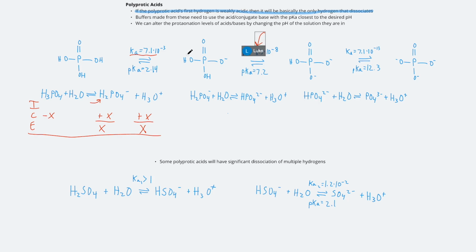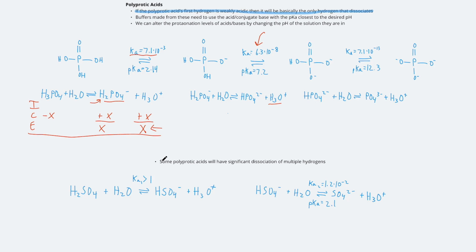the Ka of H2PO4- is so small that any additional dissociation is going to be negligible compared to the value of x that we got from the dissociation of the first acid. So yes, some percentage of H2PO4- is going to dissociate, but it's not going to contribute enough H3O+ that we need to consider it in our calculations for the pH of the solution.